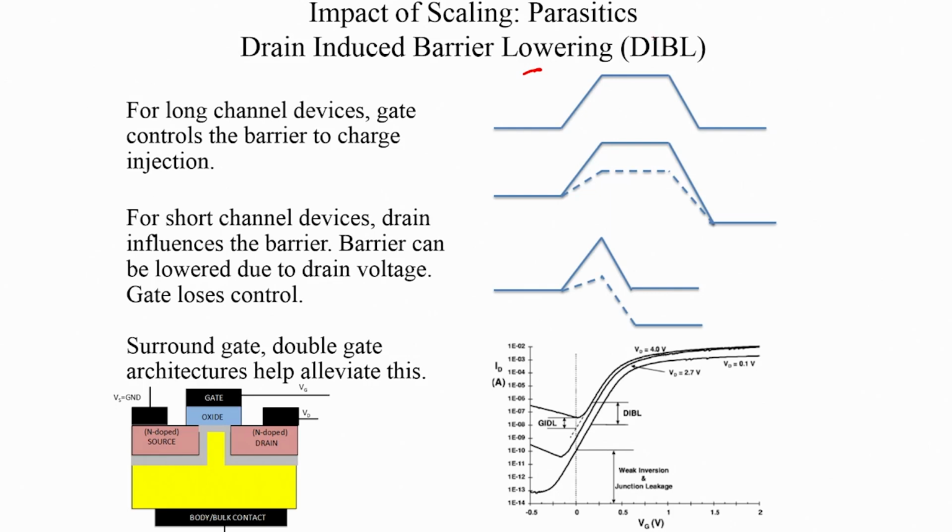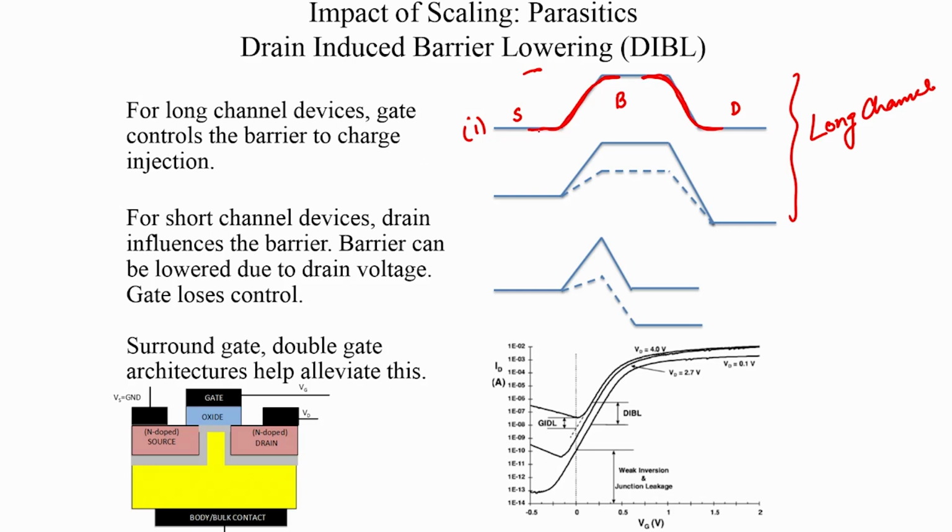The next parasitic due to scaling is something called drain induced barrier lowering. The idea here is, say you have a long channel MOSFET. Here we are looking at band diagrams for long channel MOSFETs. The drain and source are far apart. In case 1, here you have your source electrode, there is the body, and here is the drain electrode. You have a p-n junction here and another p-n junction here.